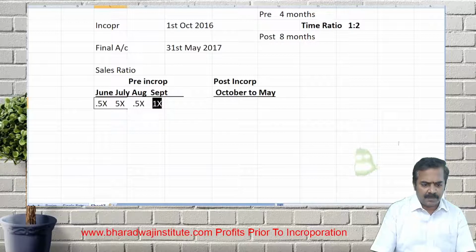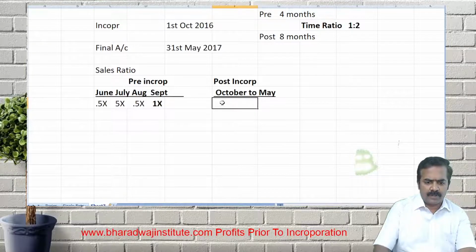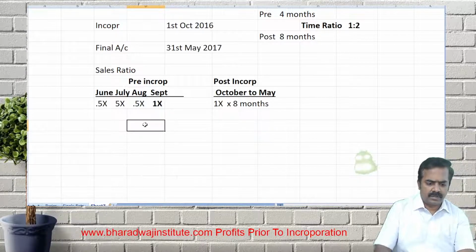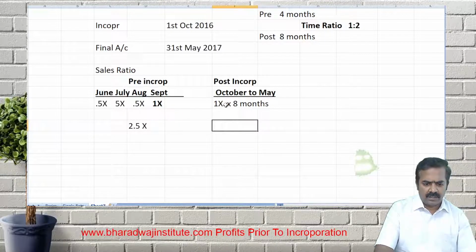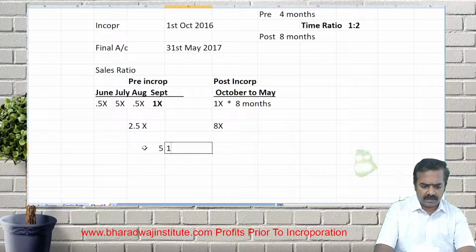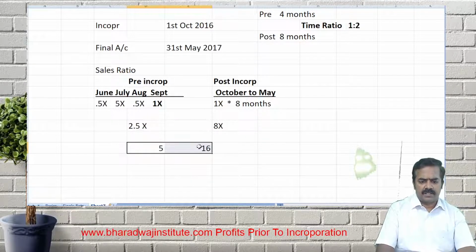So September month is also 1x. October to May, it will be 1x for all months, 8 months. So pre-incorporation: 0.5, 0.5, 0.5, 1x. How much will it come to? 2.5x. Post incorporation, 1x into 8 months, 8x. Let us have whole numbers, so double it. 5:16 is the ratio.